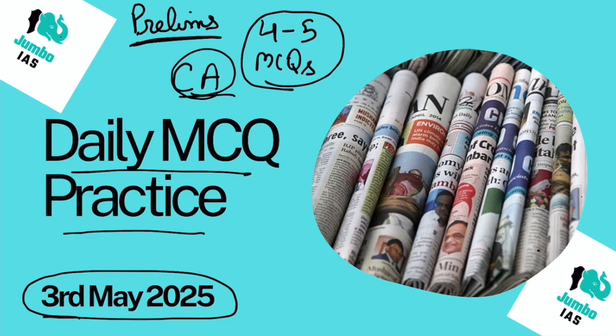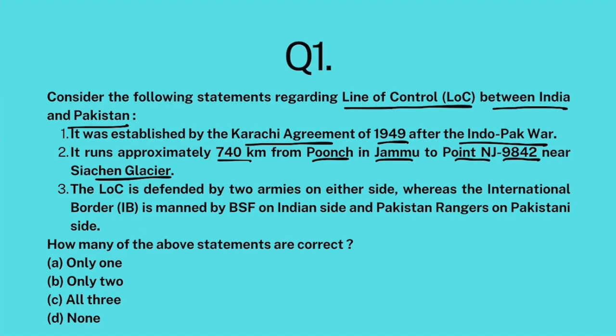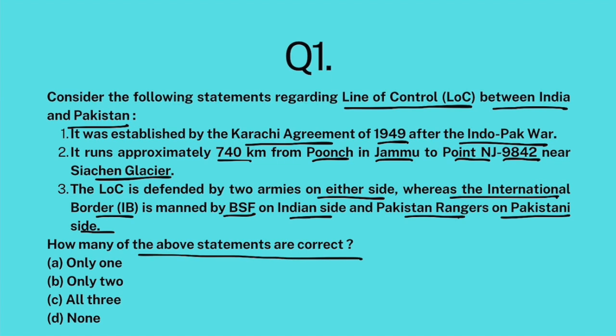Okay, let's begin today's session with question number 1. Consider the following statements regarding line of control between India and Pakistan. It was established by Karachi Agreement of 1949 after the Indo-Pak War. It runs approximately 740 kilometers from Poonch in Jammu to point NJ9842 near Siachen Glacier. The LOC is defended by two armies on either side, whereas the international border is manned by BSF on Indian side and Pakistan Rangers on Pakistani side. So how many of the above statements are correct?